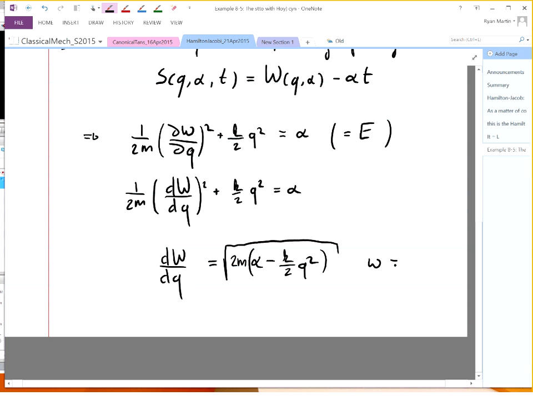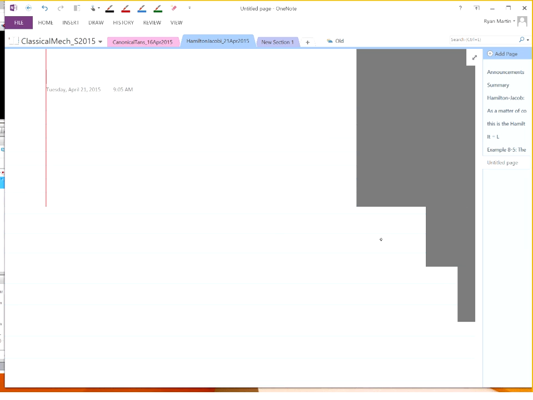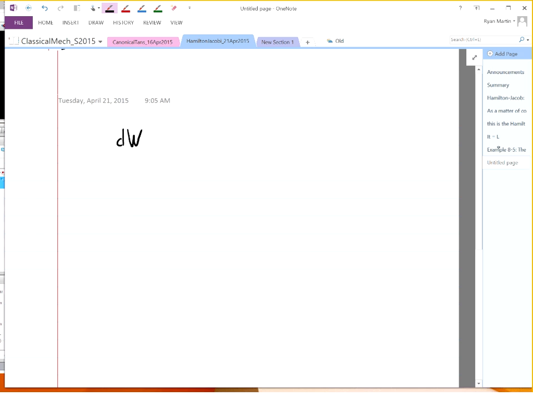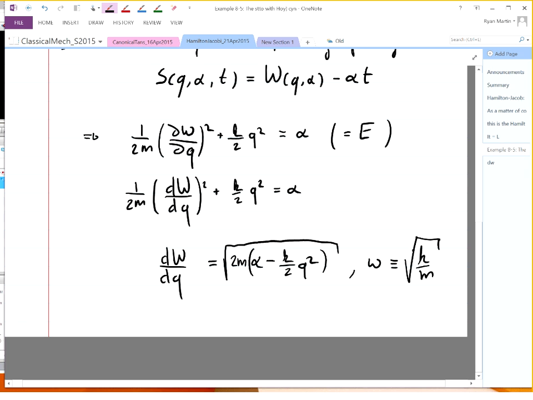If I introduce omega equals, I think, the square root of k over m, then I can rewrite this as dW. So I'm going to put in this omega here, and you can work out the math by yourselves, it's easy. But I'm going to get rid of the k's in terms of omegas, because it simplifies it a little bit.